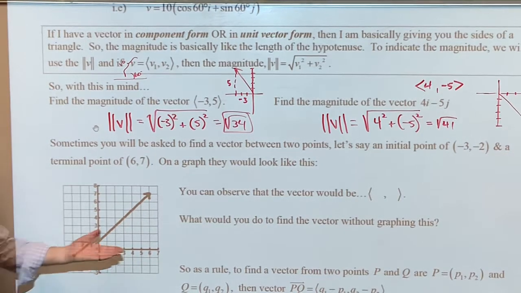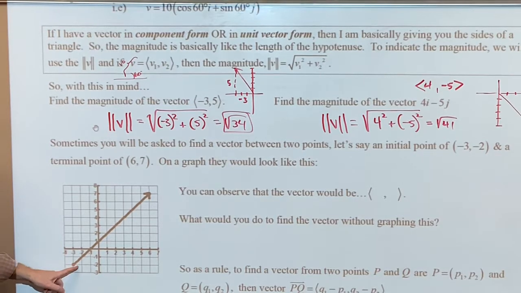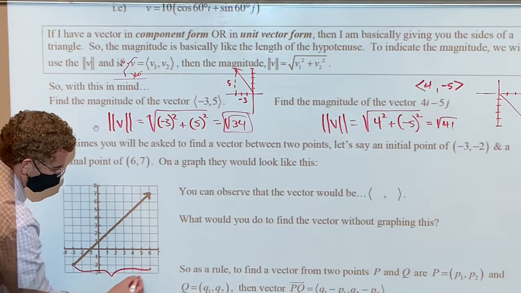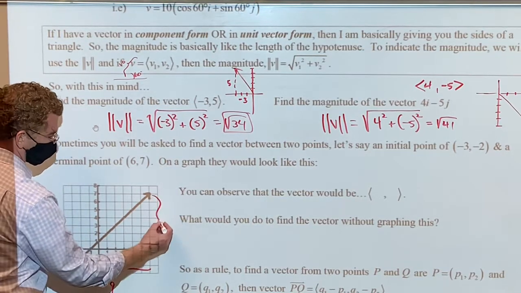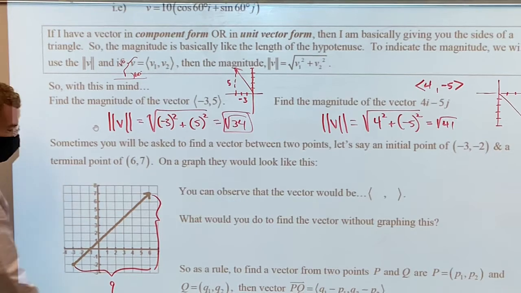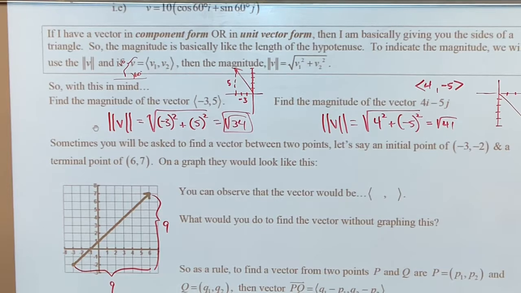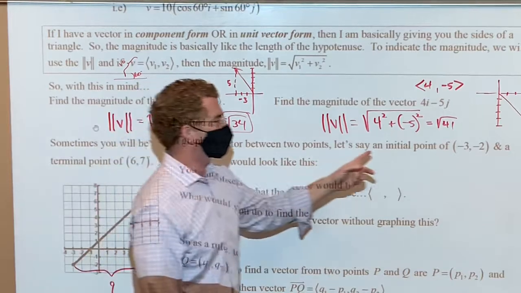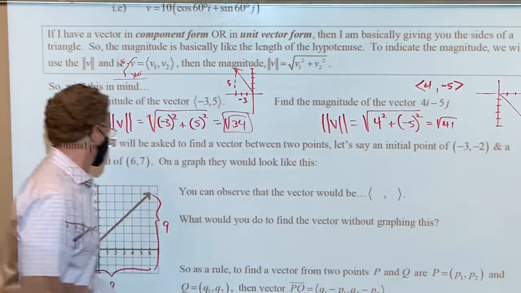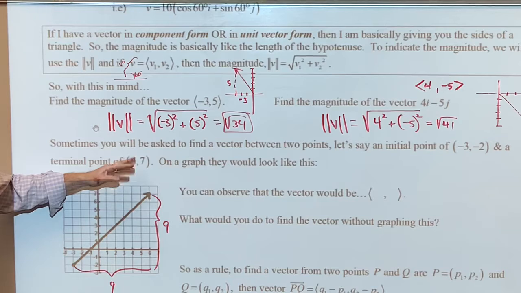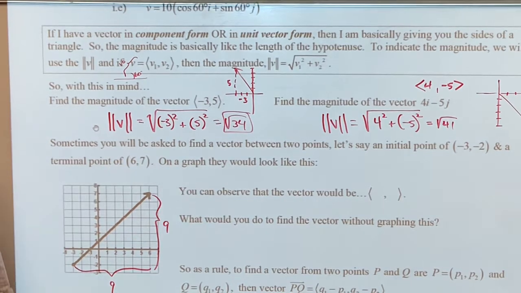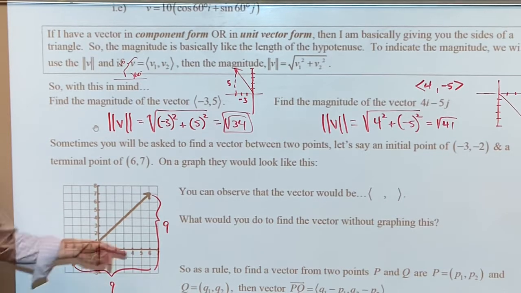What did I end up moving? Over what? Over 9 and up what? Another 9? No. Yes. Now, that's pretty easy if I can draw a little picture and sketch it. But what if my points are negative 27, negative 530, positive 62, negative 897? You're not going to be able to draw a good picture of it and count it. So what's a good way to get this 9 without having to draw a picture?